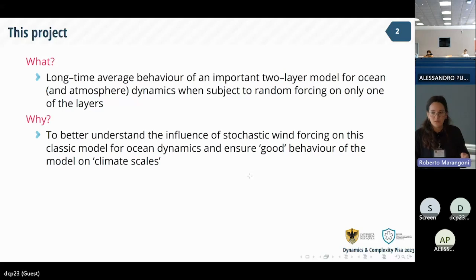And why we want to do this, with this configuration of forcing, is to better understand the influence of stochastic wind forcing, for example, on the surface of the ocean, and to ensure the quote-unquote good behavior of the model on the climate scale. This is when we consider long-time average behavior.